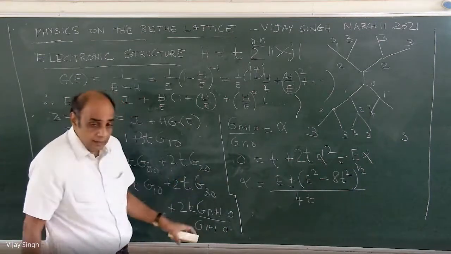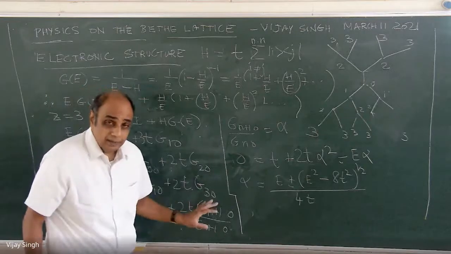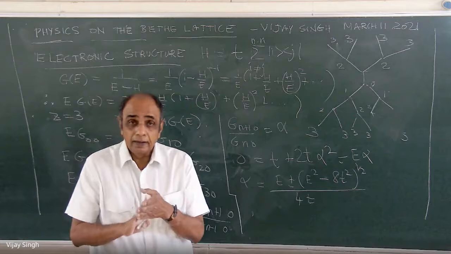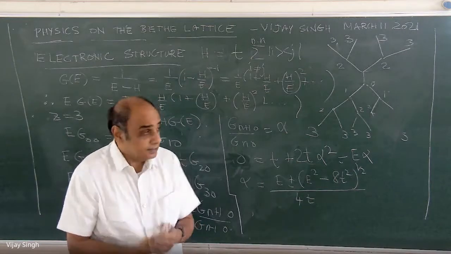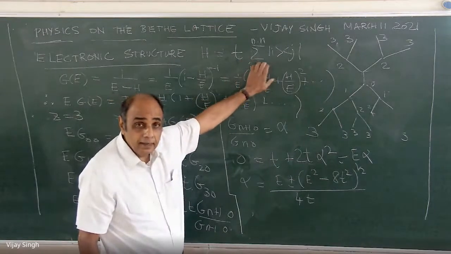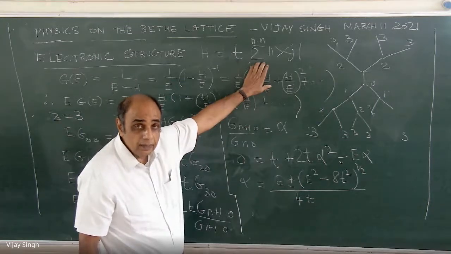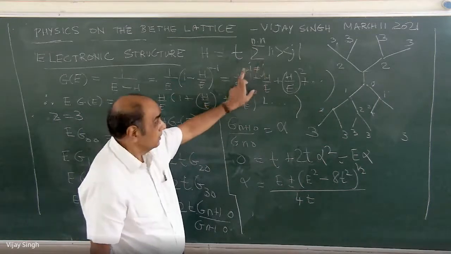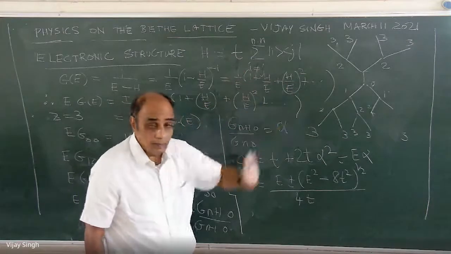If you are with me, then what is it that we want? Why are we doing this? We are doing this to first understand the basic physics of the electronic structure of the Bethe lattice, taking the simplest Hamiltonian possible, the single band tight binding model, with diagonal term equal to 0, with nearest neighbor interaction, which is T. Okay. We have taken Z to be equal to 3.